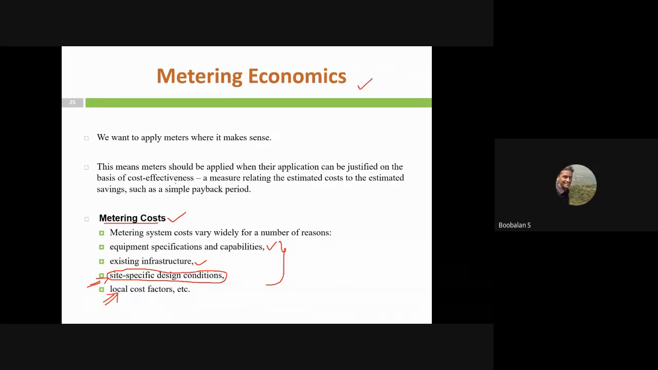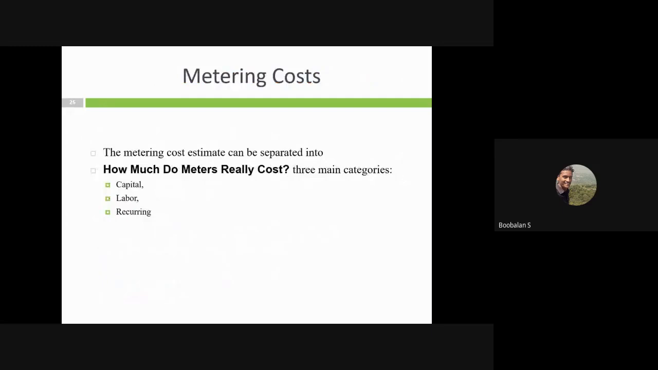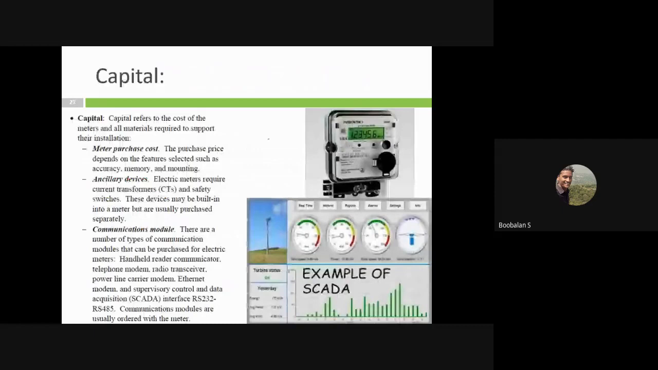And the metering cost will have 3 types: capital cost, labor cost, and recurring cost. So what exactly is capital, what is labor, and what is recurring? We'll see. Capital cost means the money invested while purchasing, when we are going to install.